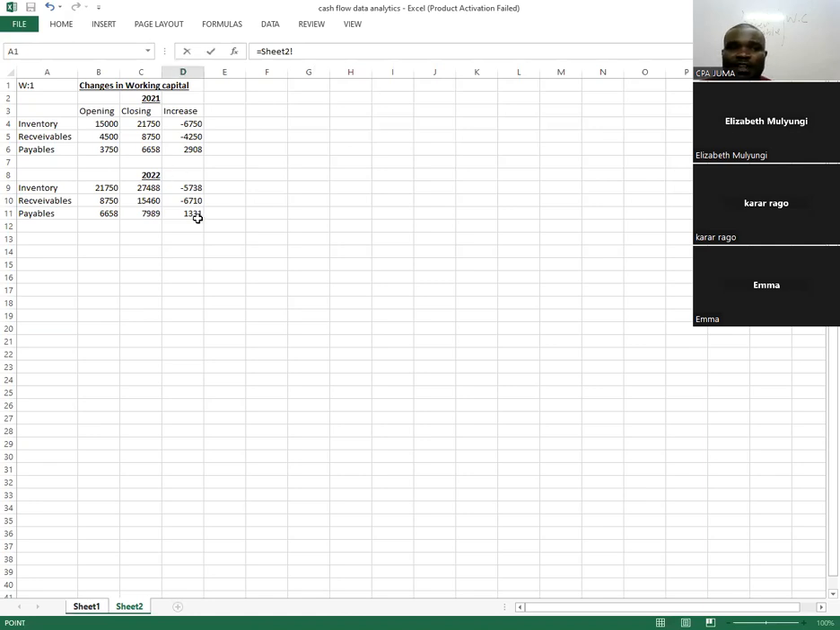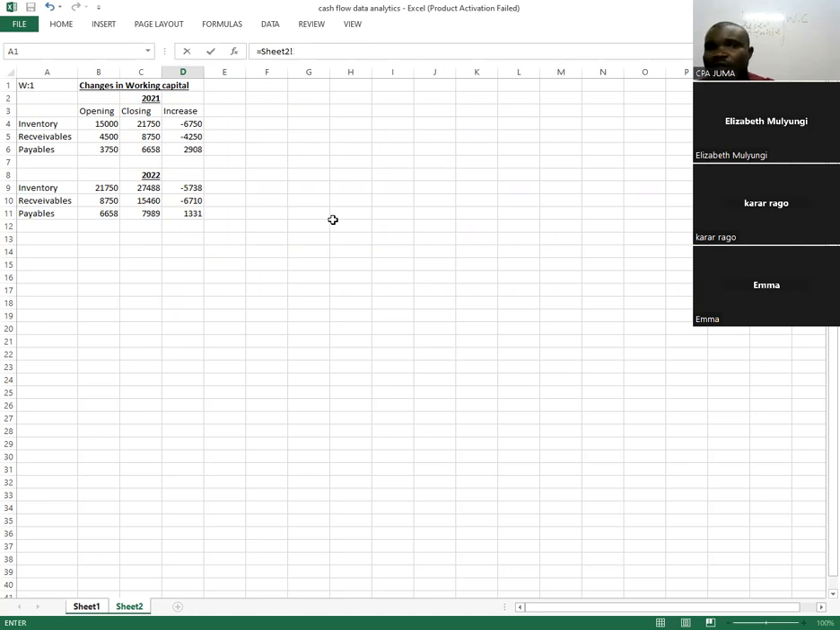Now I want these figures, these three. I want them to go to the other side. So I will come and click the first one, inventory. Then once I click it, before I go back, I again click equal sign. Okay, that is how I do it.